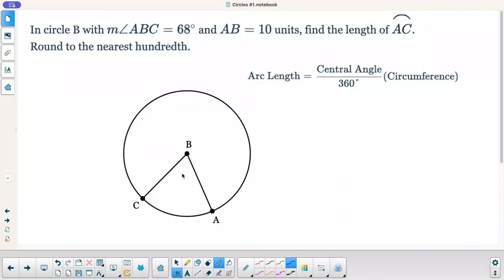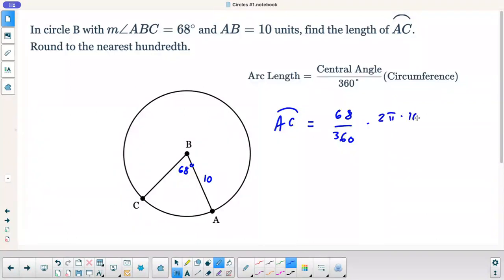All right, so here we go. Circle ABC, measure of angle ABC is 68 degrees. So that means arc AC is also 68 degrees. AB is 10 units, so the radius is 10. Find the length of AC. So here's my formula, arc length. I'll call it arc AC is equal to your central angle out of 360, so that's the fraction of the whole circle that we're finding, times 2 pi r.